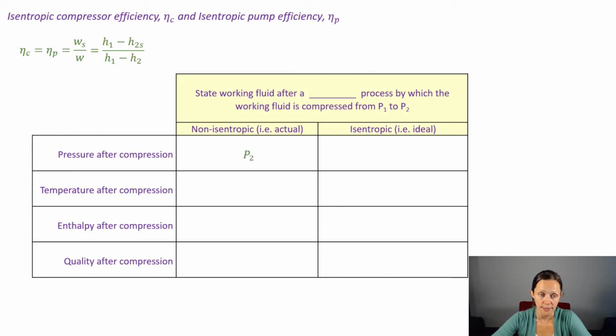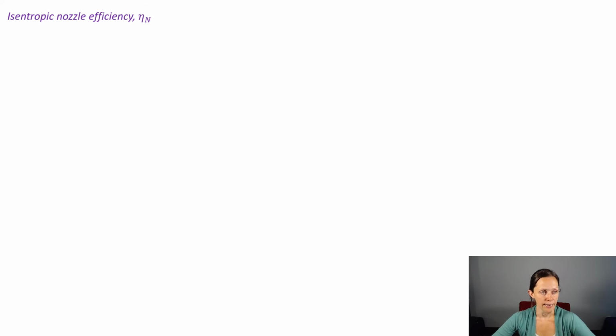And once again, when you're looking at the thermodynamic properties at the end of that isentropic process as compared to the actual process, the pressure, P2, is the same for both of them, but every single other one is going to be different. And you'll probably have to calculate what they are, what the temperature, the enthalpy, the quality, what those are at the end of the isentropic process, then use your isentropic efficiency to figure it out for the actual process. All right, isentropic nozzle efficiency, that's our last device.